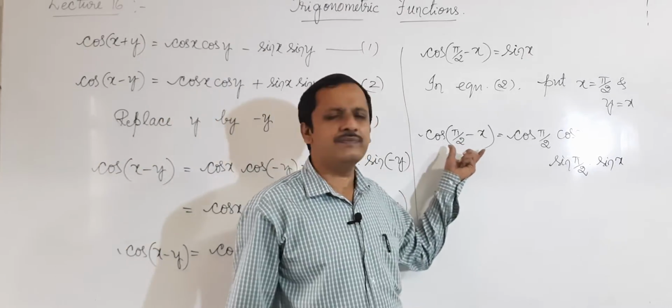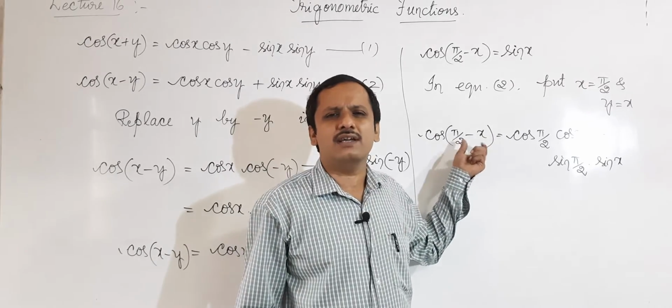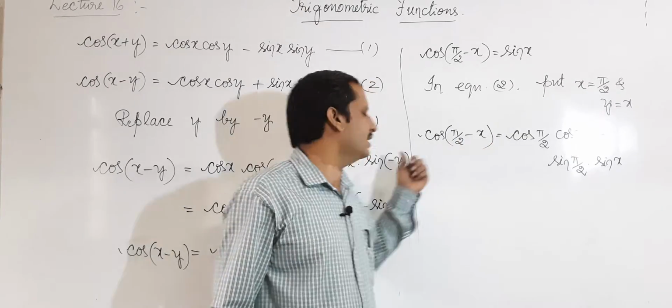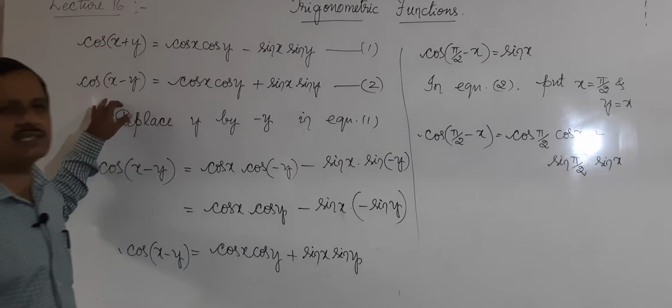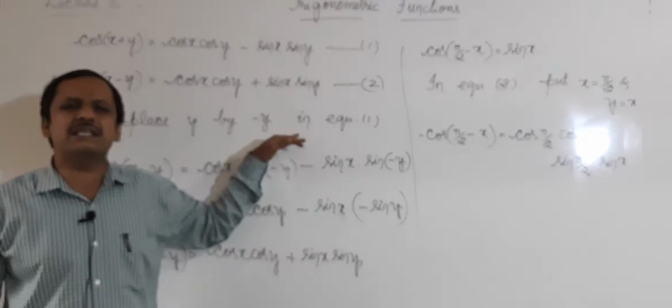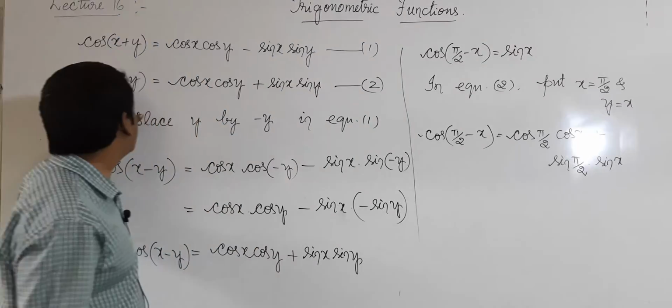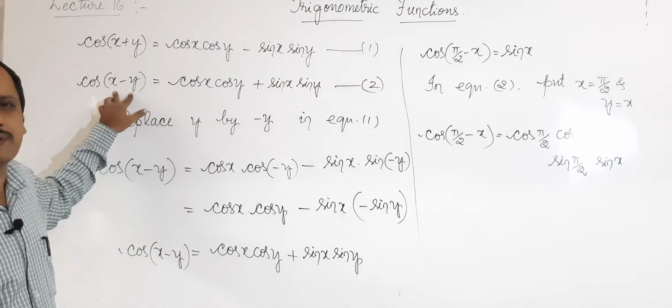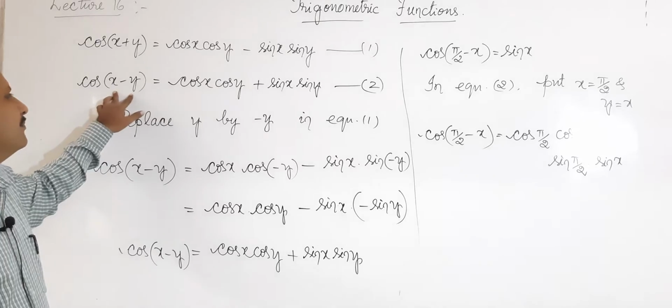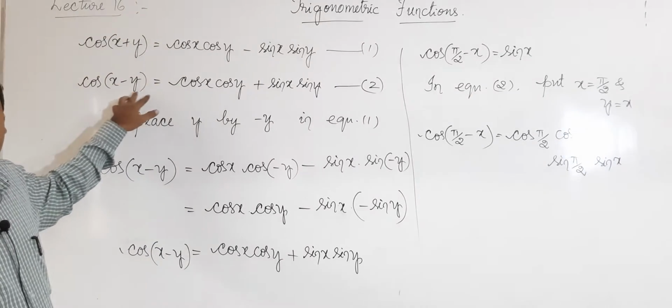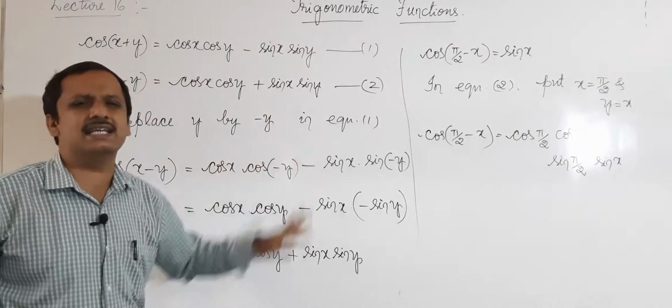So, in terms of a and b, cos(a - b) is equal to, see here we have the formula cos(x - y) is equal to cos x cos y plus sin x sin y. You can also say cos(a - b). If I replace x and y with a and b respectively, then this formula will become cos(a - b) is equal to cos a cos b plus sin a sin b.